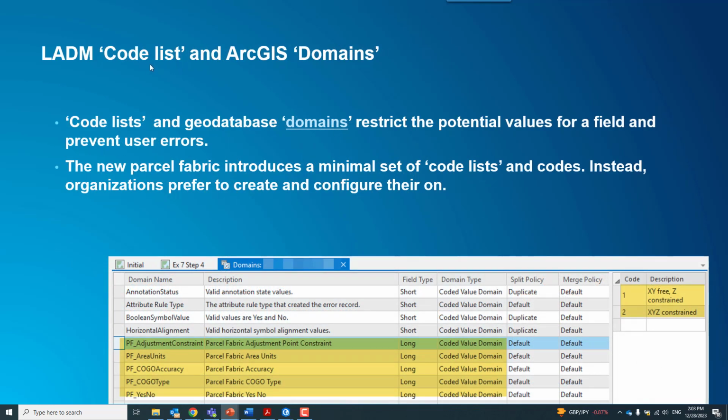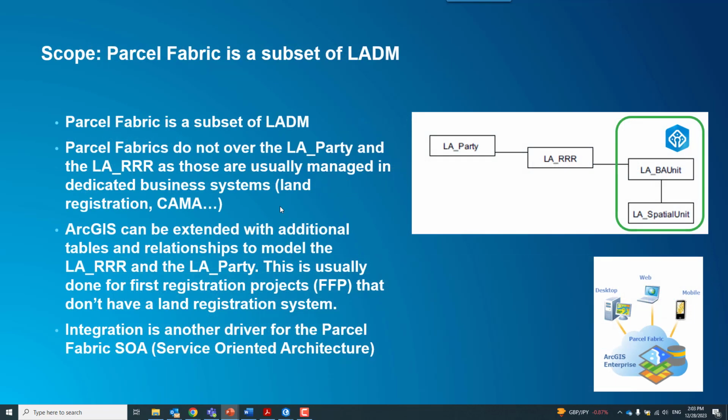LADM calls it a code list and enumerations. We call it domains. You can see that the Parcel Fabric comes with a list of domains out of the box, but you can extend it like I showed you before. So that's that. Scope. Here's the Parcel Fabric. Does the whole represent the whole LADM standard? No, it does not. So we don't try to.